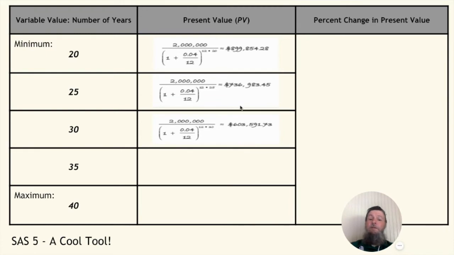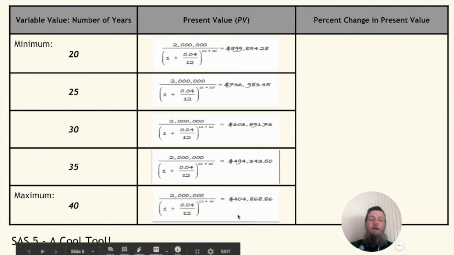$603,591. It's going down quickly. How about this one? Less than $500,000 to make $2 million. That's pretty cool. And then in 40 years, Ronnie only has to put in $404,868.86 to have $2 million in 40 years.